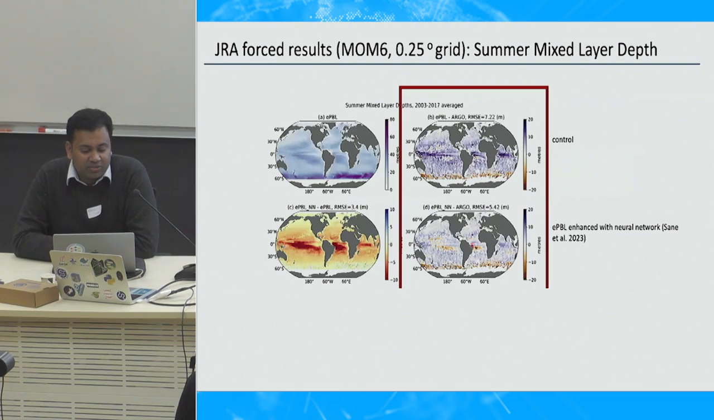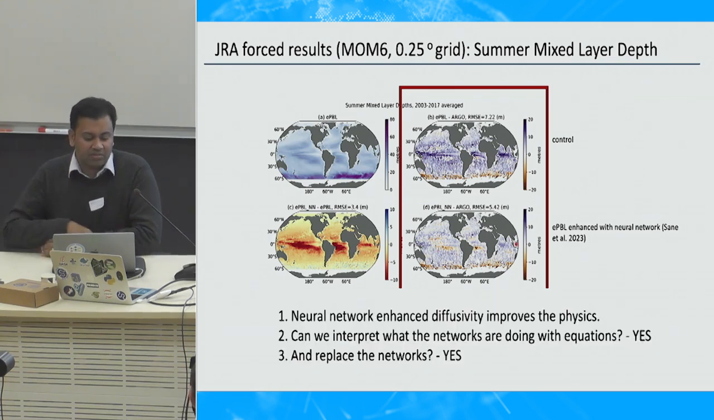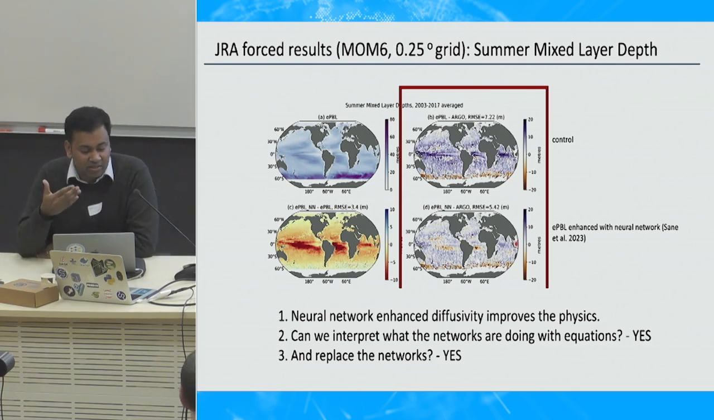But this is the result that I showed in the first slide. I ran this scheme in MOM6 in its quarter degree configuration, forced by the JRA product. We are looking at the summer mixed layer depth, and this is what I showed: there was a reduction in the bias in the tropics. So at this point the improvement happened because the neural networks probably enhanced the physics happening in the tropics or other parts as well.